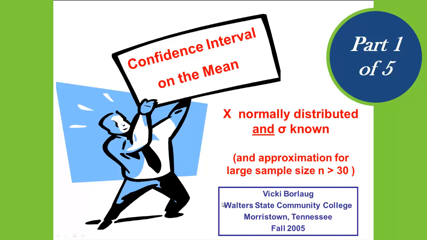For this video on this PowerPoint, we are working with X being normally distributed with a population standard deviation, sigma, as a known value. An approximation for large sample size n greater than 30.